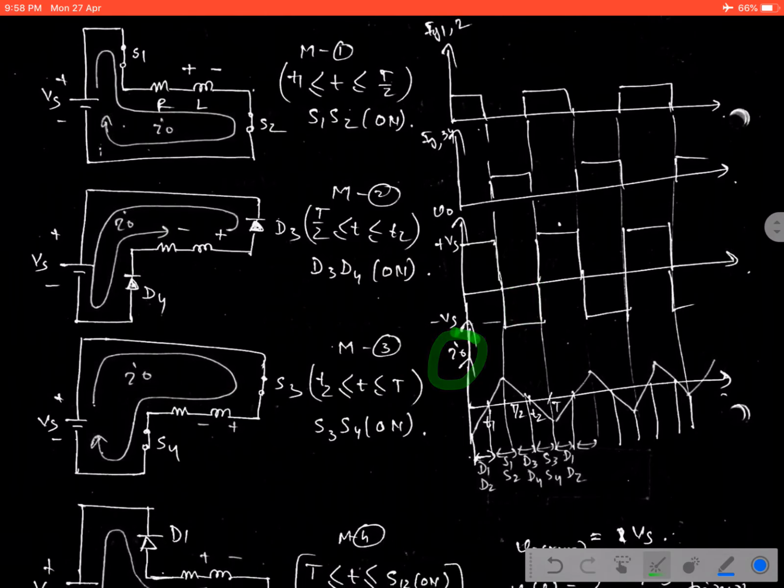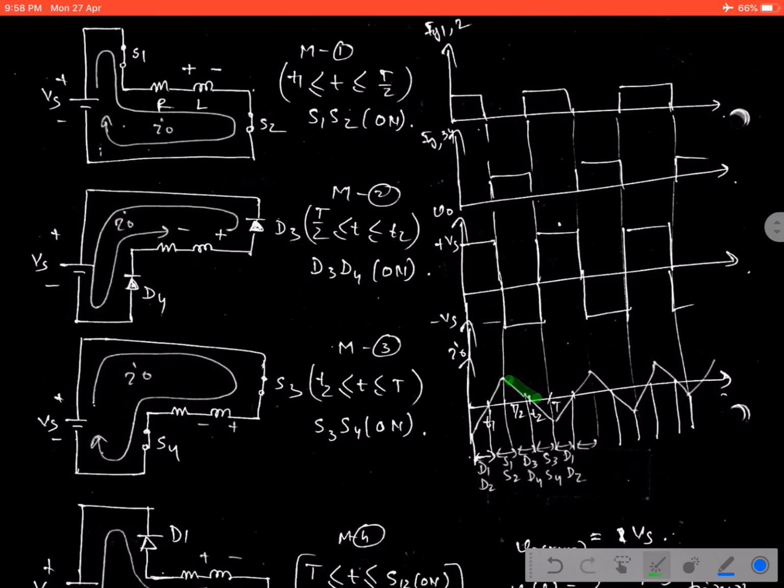During the first mode operation, T1 to T by 2, what happens? When the current starts flowing in this direction, the inductor gets charged and starts storing energy, so the current gradually increases. After the first mode, when the second mode starts, this stored energy tries to discharge through the diode. That means the current discharges from its high value to a low value in this mode of operation.